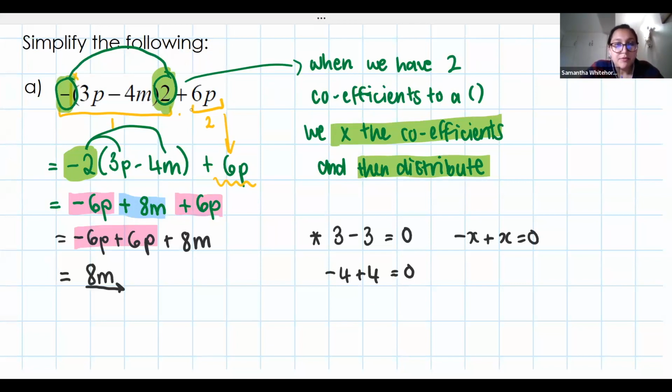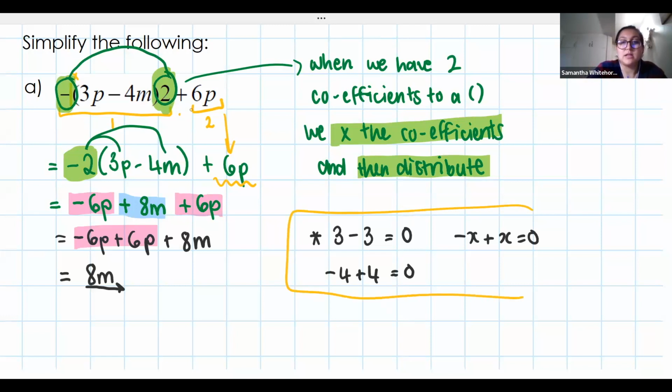Remember, once we've simplified each term, our third and final step is to add and subtract our like terms. So I identified my like terms. I had minus 6p plus 6p, and then the plus 8m as a separate term. The minus 6p and the plus 6p cancel each other out.